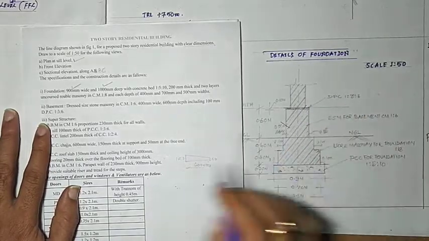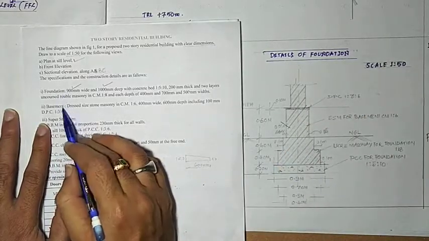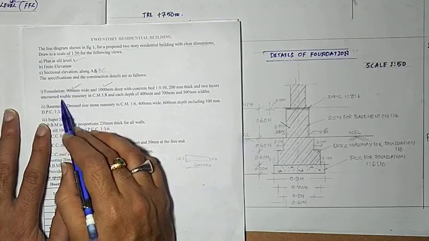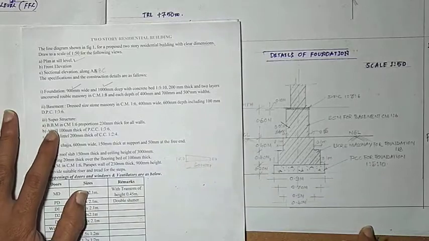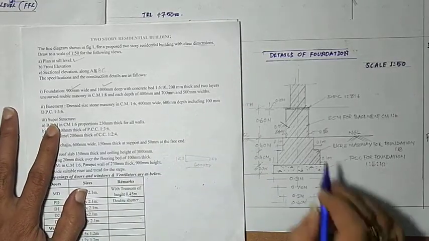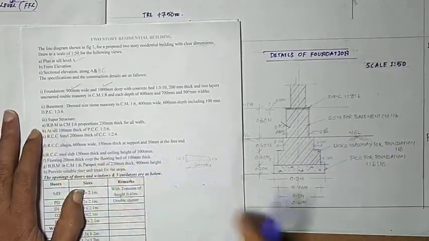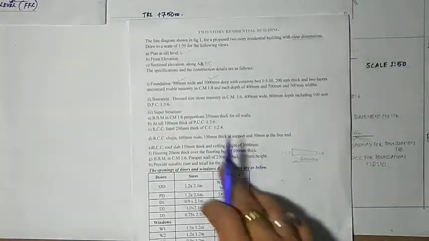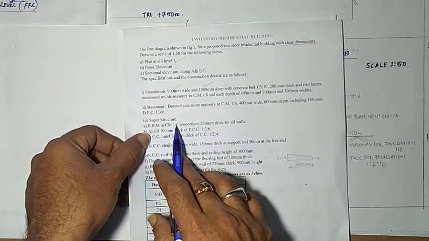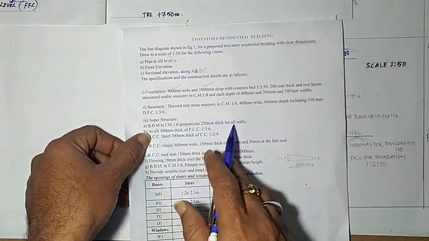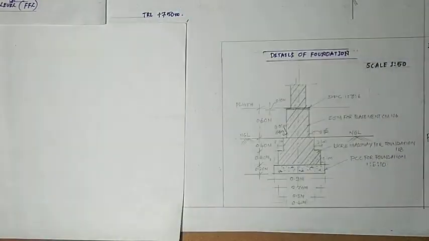So this is over. Foundation is laid, over the foundation we have laid the basement. That is over. And then the superstructure will be built using burnt brick masonry with cement mortar 1:6 proportion. So it is given here: burnt brick masonry, cement mortar 1:6 proportion, 230 mm thick for all walls. Even that has been indicated in the sectional elevation, so no need to bother about that.